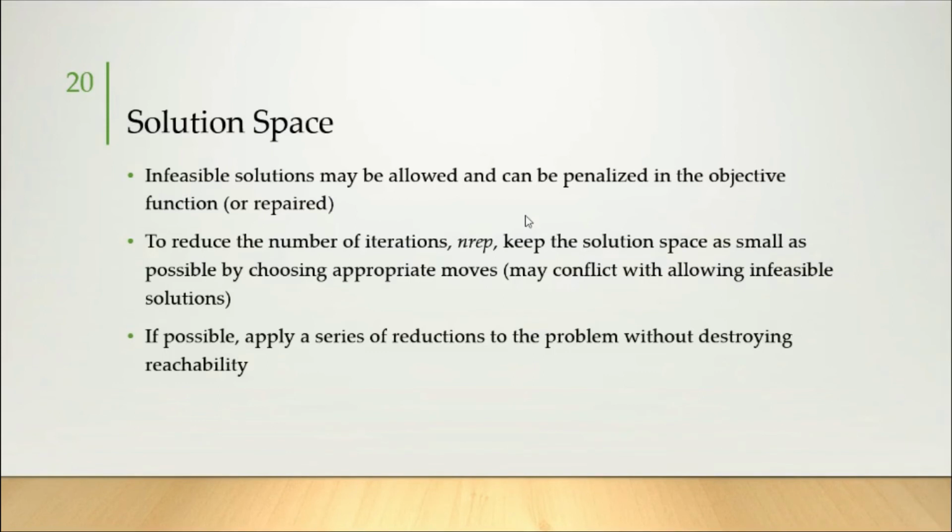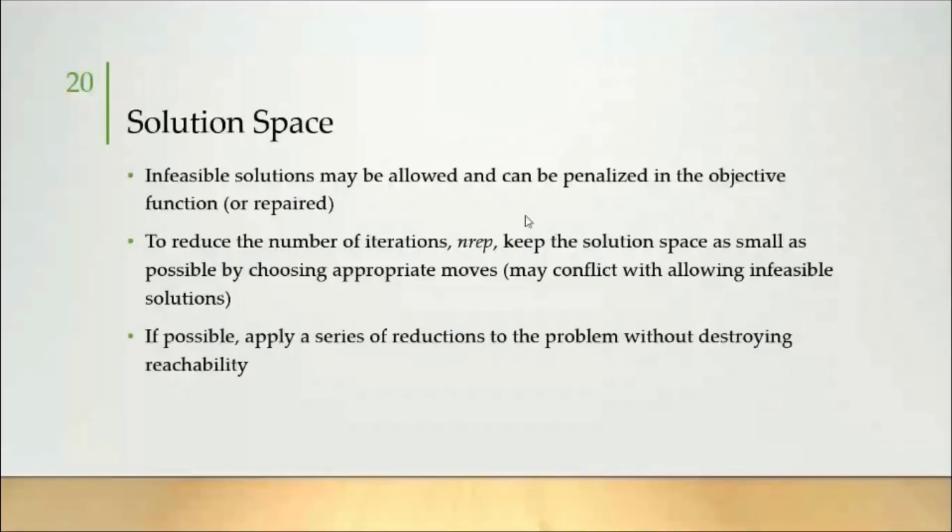If possible, some solution space reductions can be made by assigning specific alleles to specific genes, like fixing some specific values at specific locations. So the number of possible solutions can be reduced.